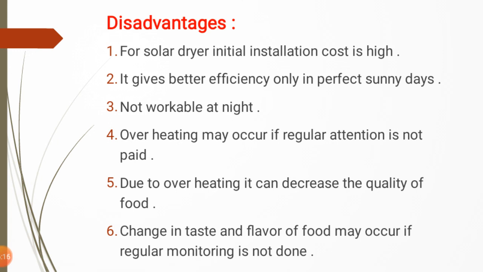The next disadvantage is that it is not workable at night. That means this solar dryer works only when we have solar energy, and this is not possible at night time. Overheating may occur if regular attention is not paid. That means overheating can occur on perfect sunny days if we are not able to pay attention to it. Due to overheating, the temperature increases and this causes a decrease in the quality of the food.